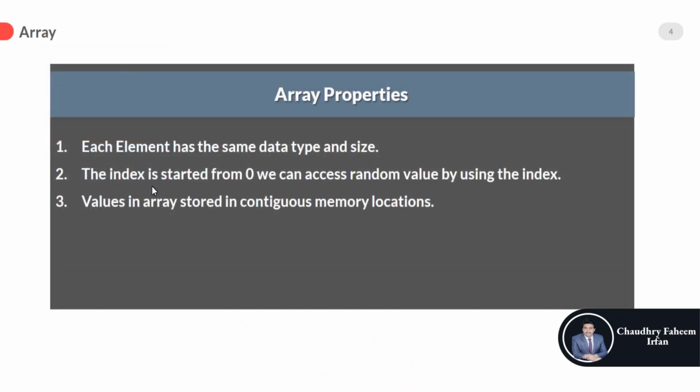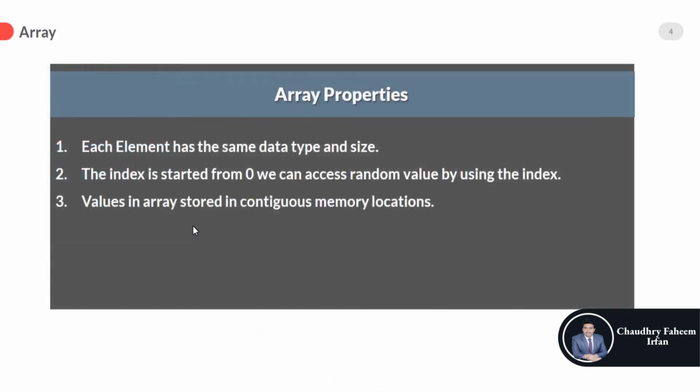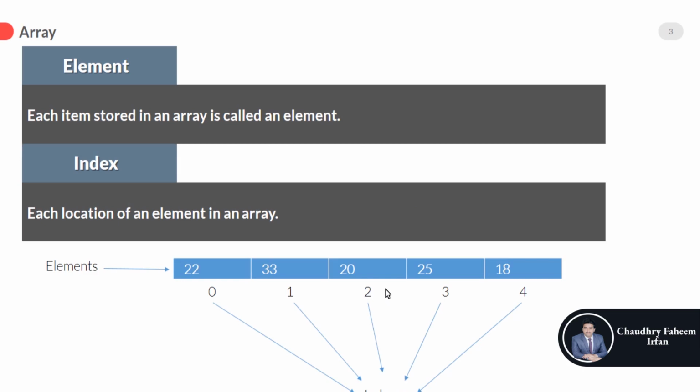Array properties. Property number 1: each element has the same data type and size. Same data type means 22 is an integer, so we cannot store a string, double or float value here. All the values in an array should be the same type, and the size is also the same. The index starts from 0. We can access a random value by using the index. Suppose I want the value where the index is 3; the value is 25 at index 3.